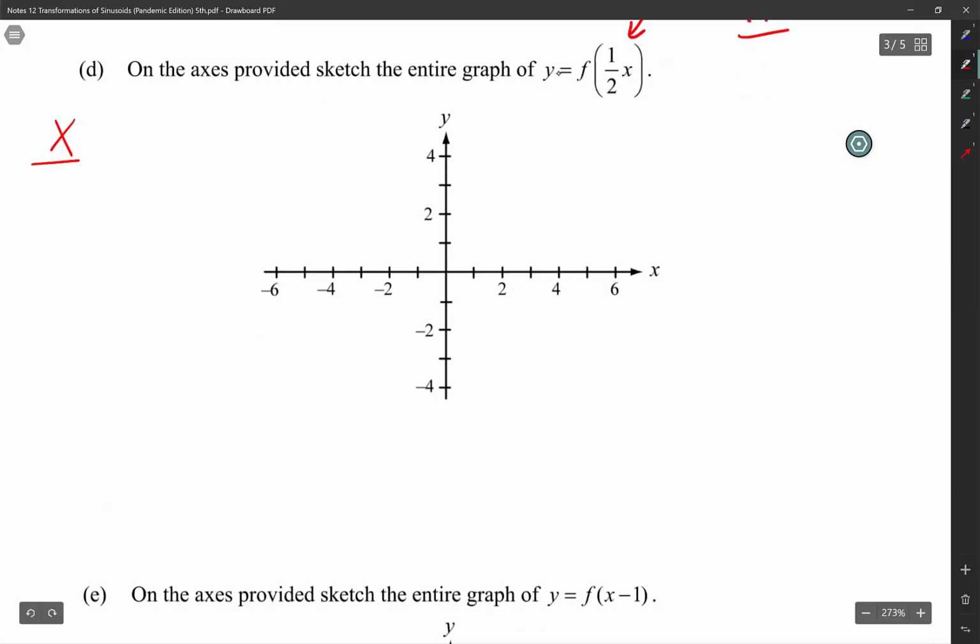How does the table look? If I have half, I need to put values that I know. I'm going to explain these numbers in a little bit. For now, just write them down: negative 6, negative 4, negative 2, 0, 2, 4, 6.